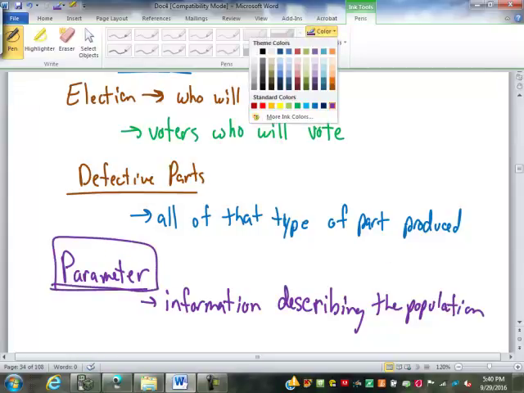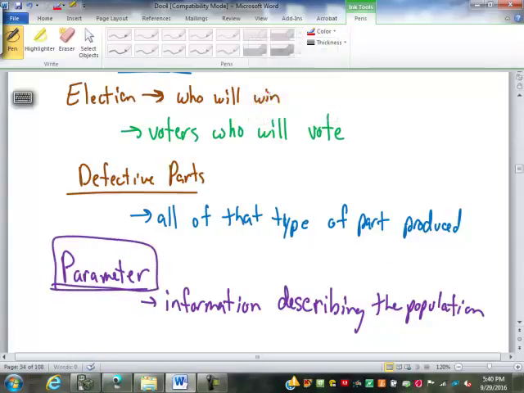Now, I have to be careful with that definition because it can be a little deceiving. A lot of people think, oh, well, I'm just trying to define the population. No, that's not it. When we ask what the parameters of the population are, if we're looking at the election, people will start in with, well, it's the people who will vote. No, that's defining the population. The population are the people who will vote. The parameter is a piece of information that describes a characteristic of that population.